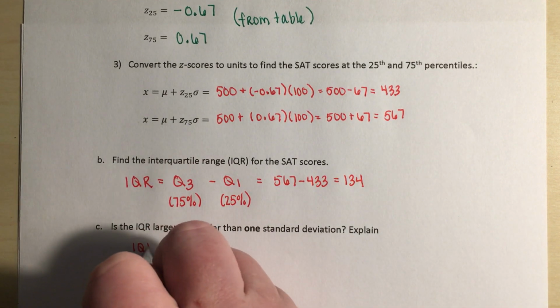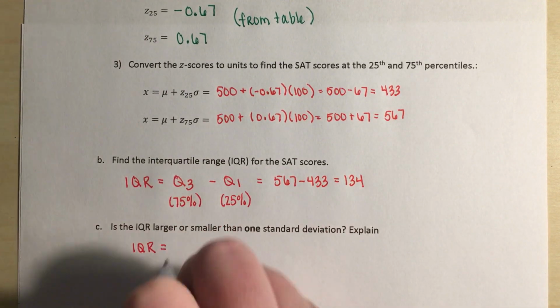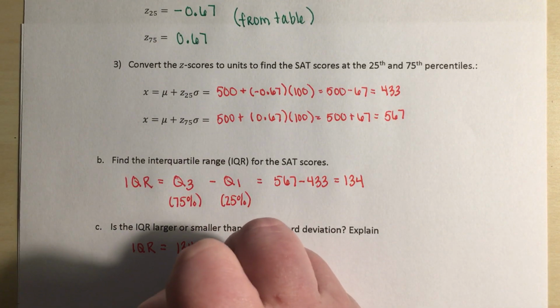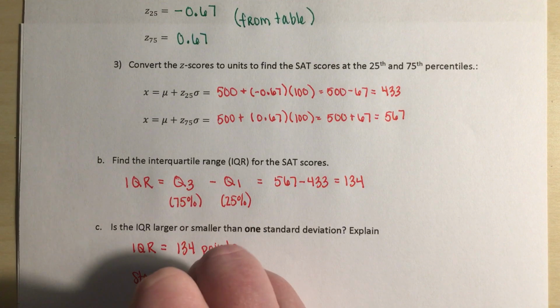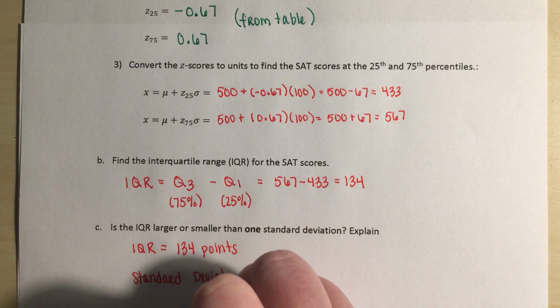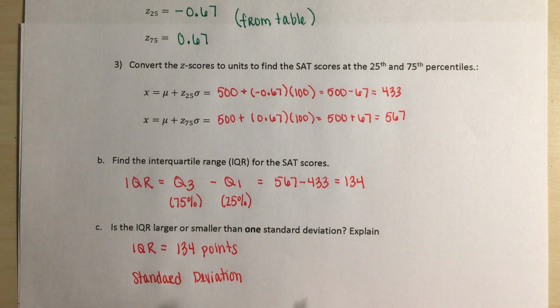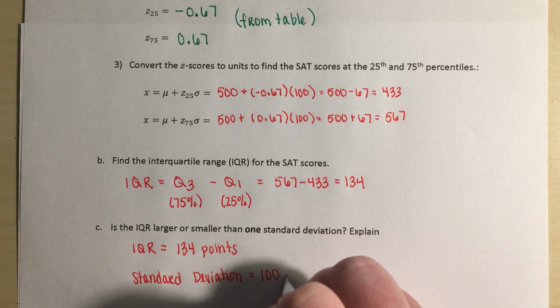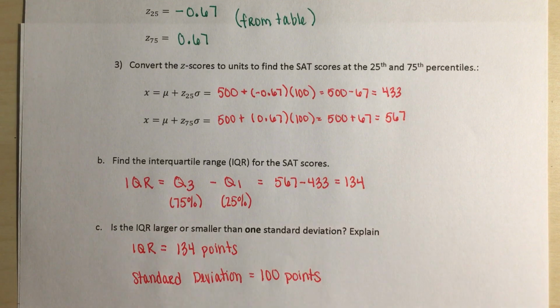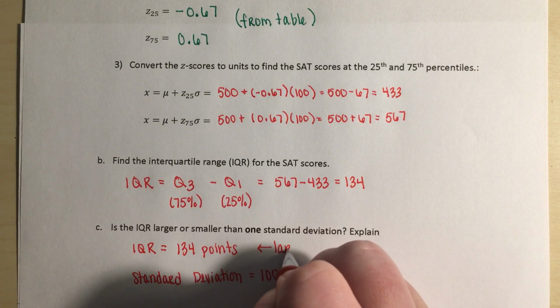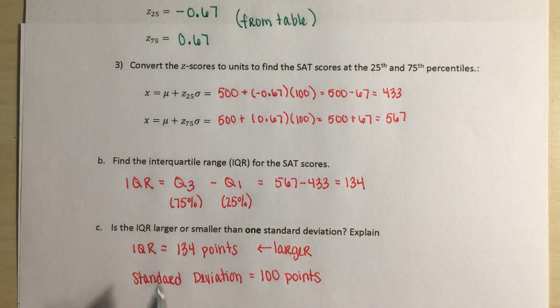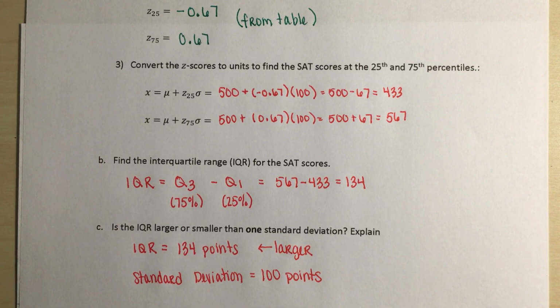Our IQR equals 134 points. Our standard deviation, that's sigma, was 100 points. Is the IQR larger or smaller? This is larger. 134 points is larger than 100 points. So the range of the middle 50% of the data is larger than just one individual standard deviation.